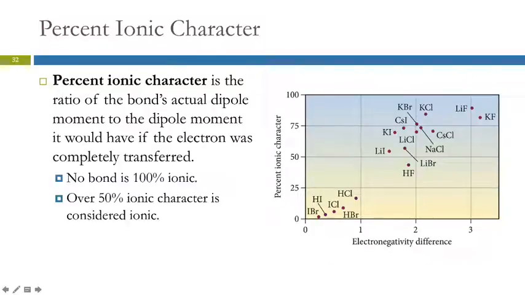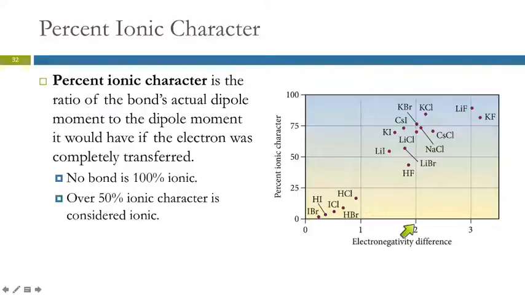We could also look at percent ionic character. That is the ratio of the bond's actual dipole moment to the dipole moment it would have if the electron was completely transferred. And what I would like you to get out of this is that no bond is actually 100% ionic. It's convenient for us to think of that, but it's not actually the case. So if we graph percent ionic character versus difference in electronegativity, we see these clusters. And that's why they decided that if the electronegativity difference is greater than 2, it's an ionic compound.